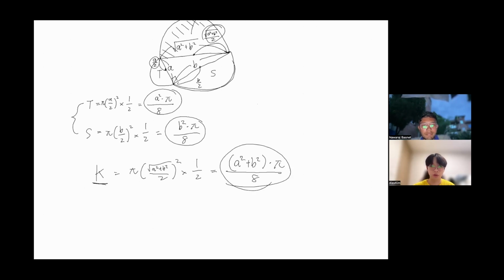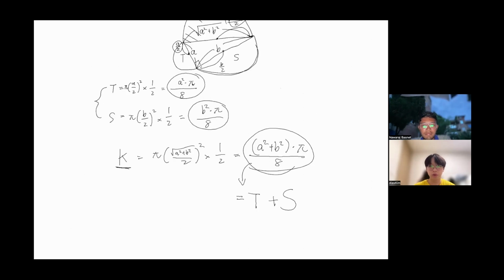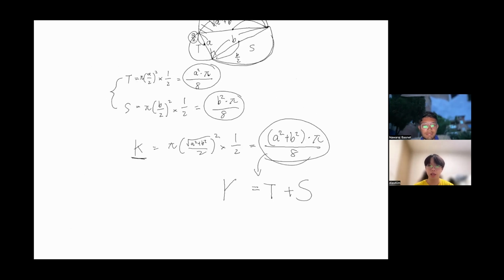So this can be rewritten as, you can see that A squared times pi over 8 is this part, so this will be T. And we can also see that B squared times pi over 8 is this part, so it'll be plus S. So the final answer, the area of K, can be written as T plus S. Do you understand everything here?